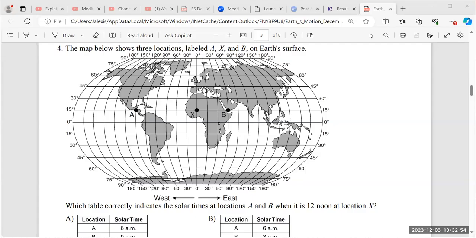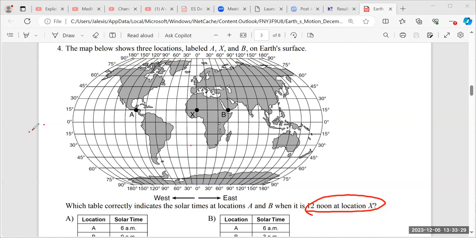All right, so number four. We're continuing from our last video. Question four says the map below shows three locations labeled A, X, and B on the Earth's surface. Which table correctly indicates the solar times at locations A and B when it is noon at location X? So that's something to keep in mind.